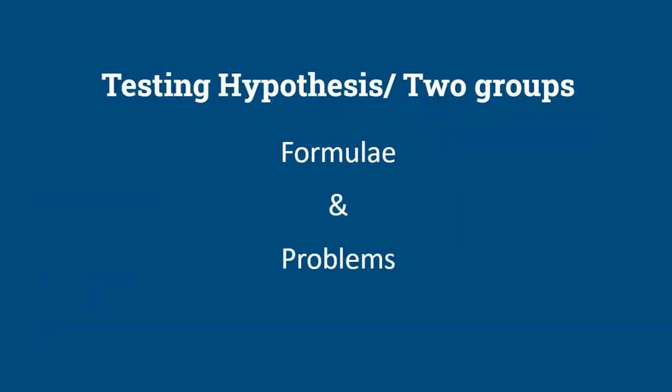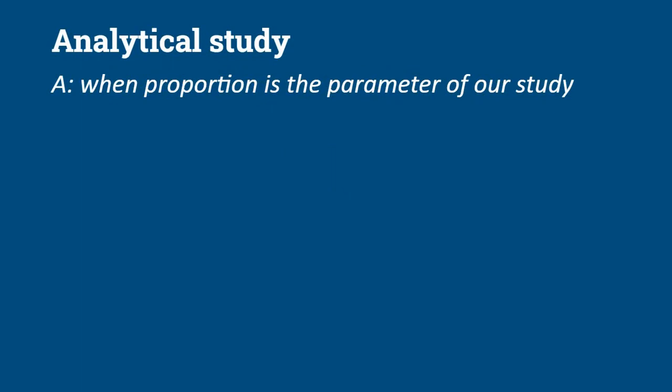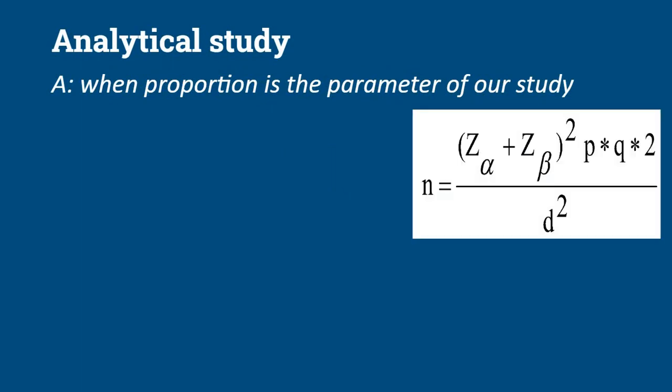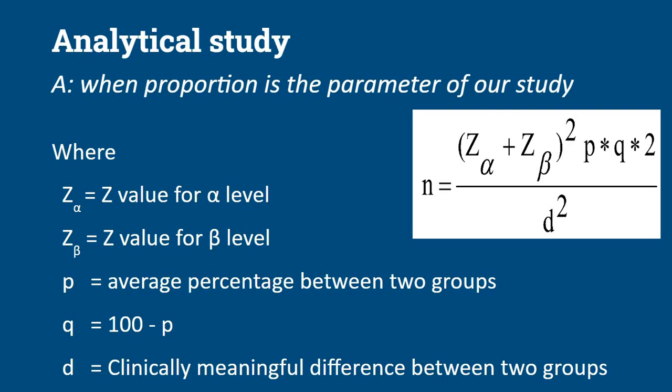Now we are moving on to the next two scenarios, that is when we are going to compare two groups for proportion and means. So when the proportion is the parameter of our study, the formula is N is equal to Z alpha and Z beta whole square into P into Q into 2 divided by D square. P is equal to the average percentage between the two groups. Q is equal to 100 minus P, whereas D is the precision. Here it is the clinically meaningful difference between the two groups.